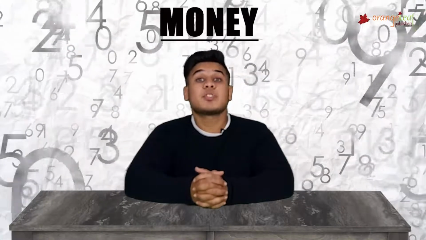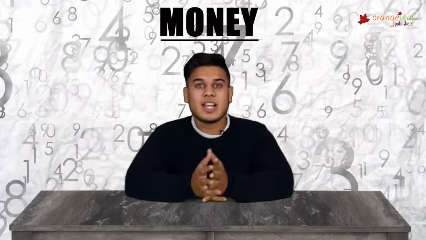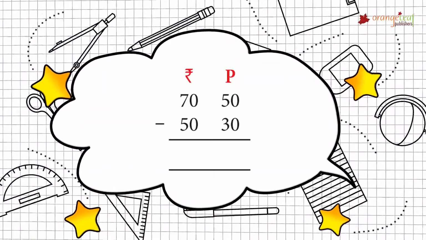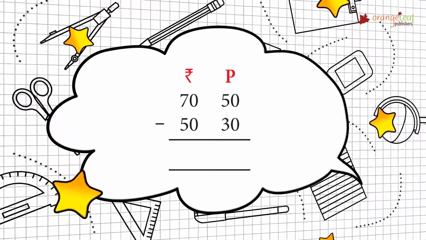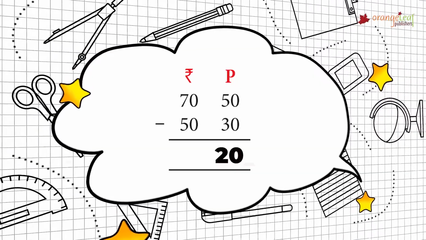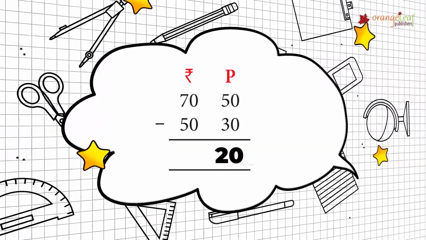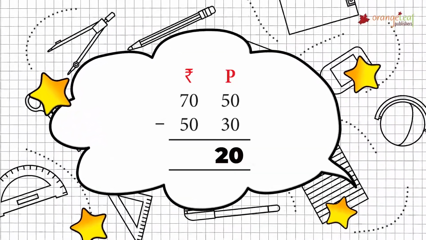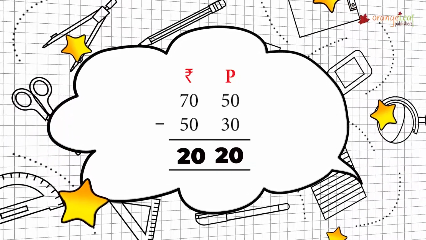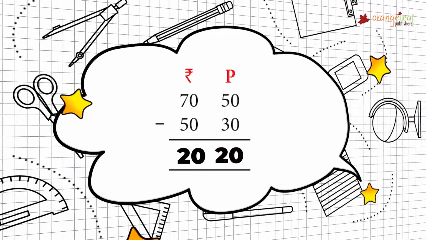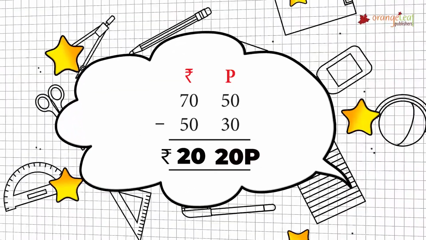We now have to subtract the given amount. Have a look. So we have to subtract 50 rupees and 30 paise from 70 rupees and 50 paise. We first subtract from the paise column and get the answer as 20 paise. And from the rupees column, we get the answer as 20 rupees. So the final answer is 20 rupees and 20 paise.